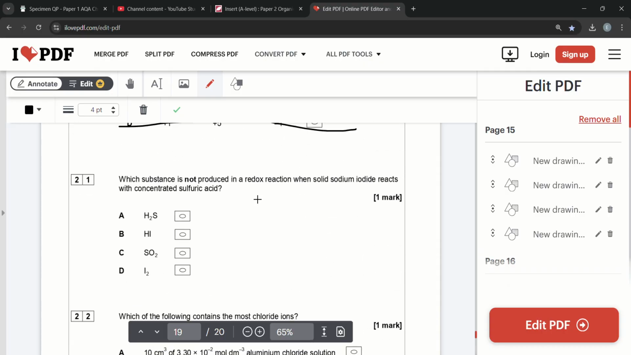Question 21. Which substance is not produced in the reaction where solid sodium iodide reacts with concentrated sulfuric acid? NaI plus H2SO4 gives NaHSO4 plus HI. Actually, let me get that again: NaI plus H2SO4, NaHSO4 plus HI.